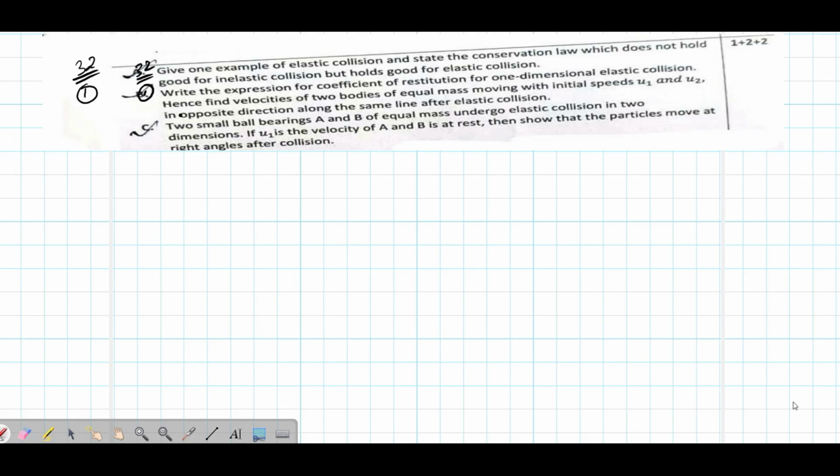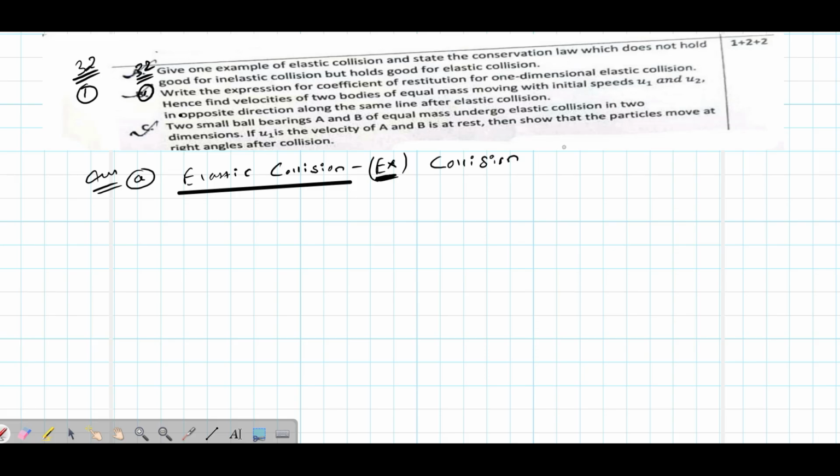Give one example of elastic collision. Examples of elastic collision are billiard balls and collisions between atomic particles. So these are examples of elastic collision.